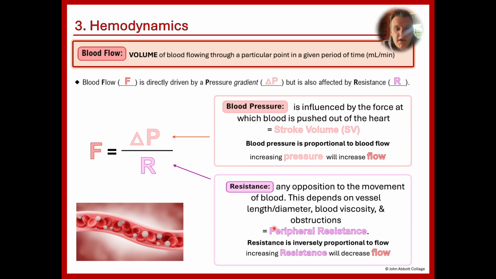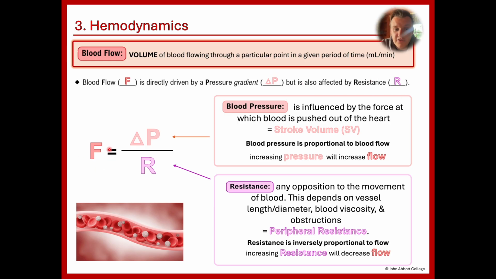Now, blood flow, remember, I'm leaving the definition here. It's the volume of blood through a particular point in a given period of time, right? So I want you to understand that blood flow, remember I told you about the 3 measures, flow, pressure, and resistance. They're not all separate, right? Flow is actually directly driven by the pressure gradient, delta P, and it's also affected by resistance.